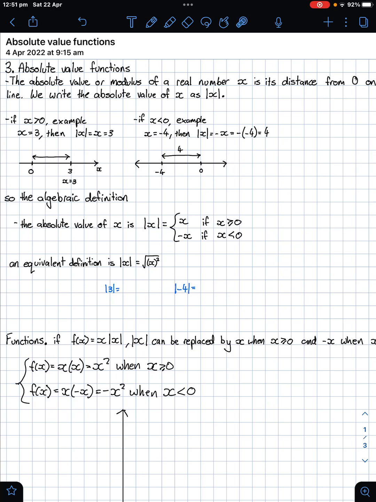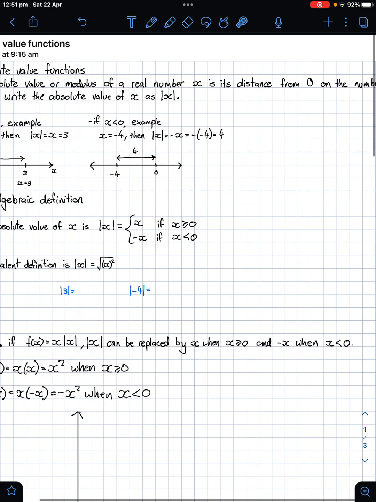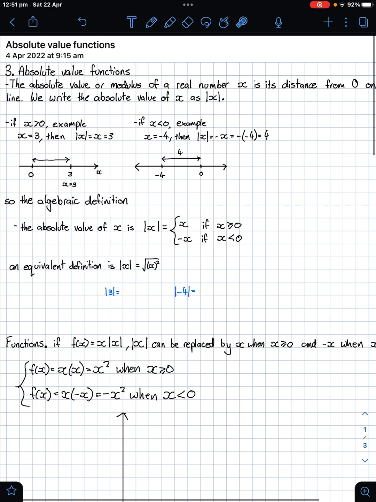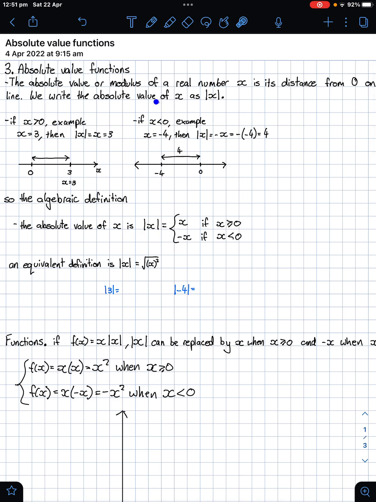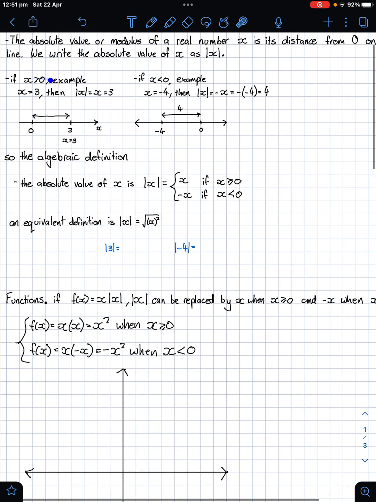All right, so we're looking at absolute value functions. So the definition here: the absolute value or modulus of a real number x is the distance from 0 on the number line. We write the absolute value of x as these bars around x. Okay, now if x is greater than 0, for example x equals 3, I just picked that as a random number, then the absolute value of x would just be the x value, it's 3. It's already positive, so it's what we want.